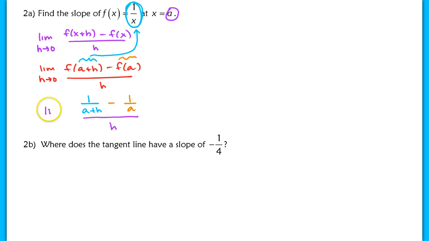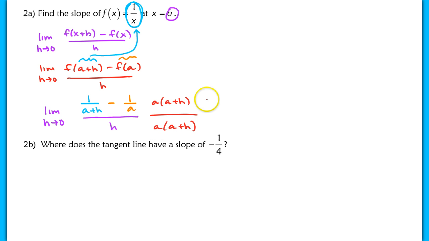Okay, so I'm finding the limit as h approaches 0 here of this expression. So now we work on simplifying. Here the algebra is a little bit different. You can approach this a couple different ways. You can find a common denominator in the numerator and then divide by h. But I think it's probably easier just to get rid of the fraction in general. I'm going to multiply by a times a plus h over a times a plus h.